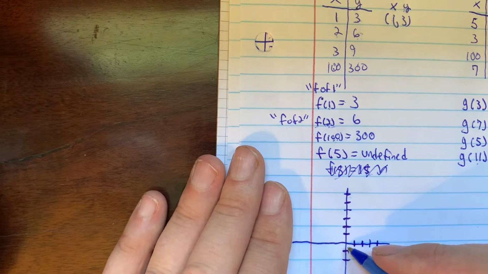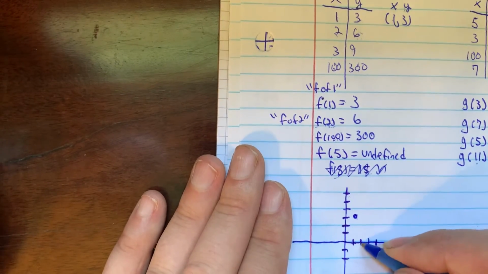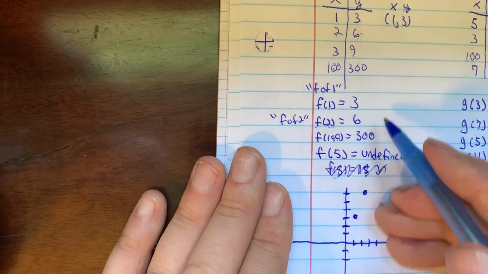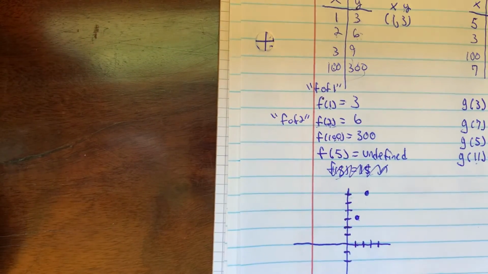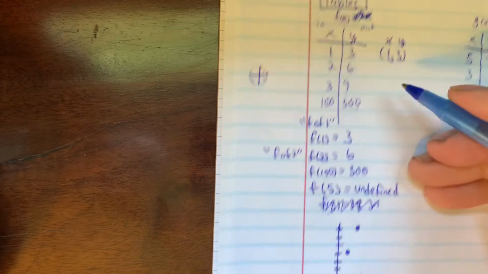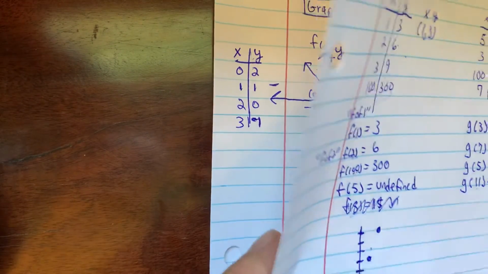Well, some of the points we can put on the graph easily. When the input is 1, the output is 3. When the input is 2, the output is 6. We run into some trouble where, like, I don't know how I'm going to put 100, 300 on the graph and still be able to see it well. And that's why sometimes a table is more useful and sometimes a graph is more useful. We're going to want to understand both.